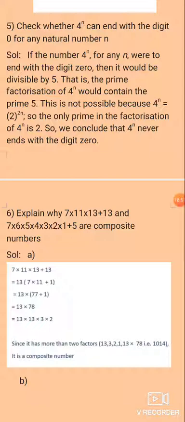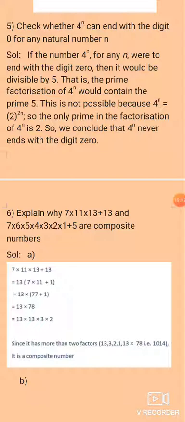So we know the prime and the composite. What do you mean by prime? Prime number means having two factors. If it has more than two factors, what do we get? Composite number. So consider the first one, 7 into 11 into 13 plus 13.